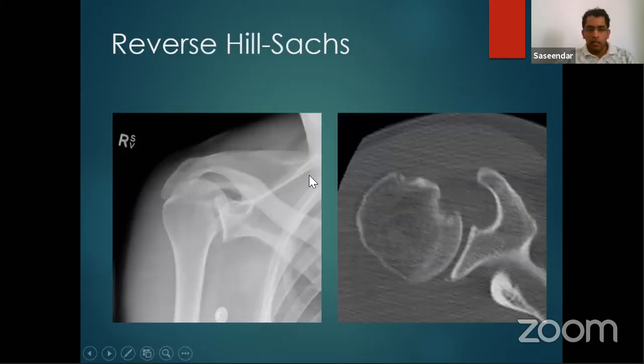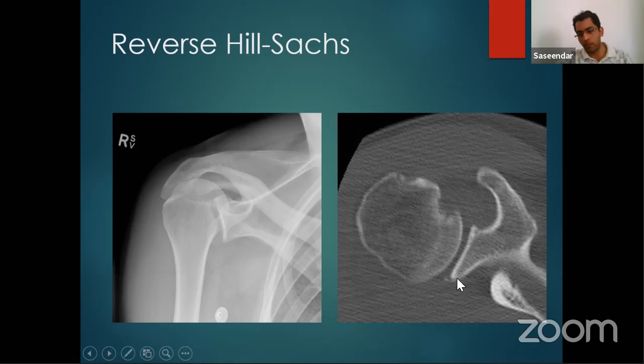Okay. In a posterior dislocation, you talk about a reverse Hill-Sachs lesion. Just like we had a Hill-Sachs lesion in anterior dislocation, you talk about a reverse Hill-Sachs lesion in a posterior dislocation because the head comes behind, this is the coracoid, okay?